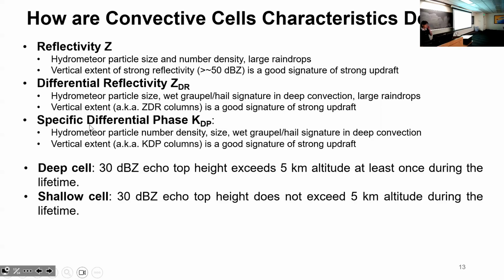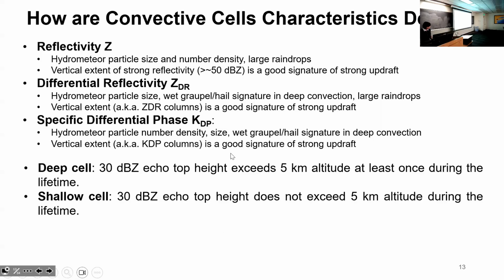In addition, specific differential phase, KDP, is also a good signature of strong updraft if we see the vertical extent. The KDP is more sensitive to number density rather than size, and also sensitive to the hail and graupel signature in deep convection.